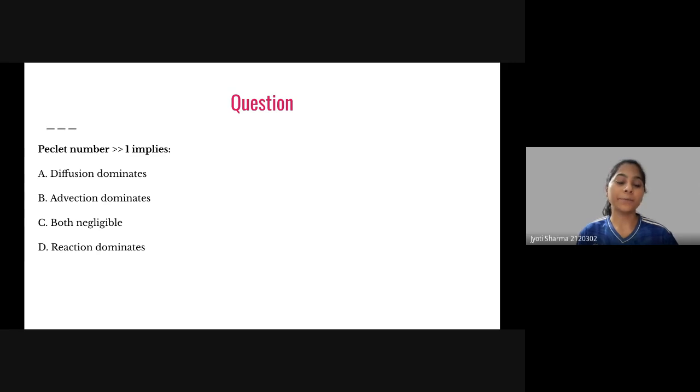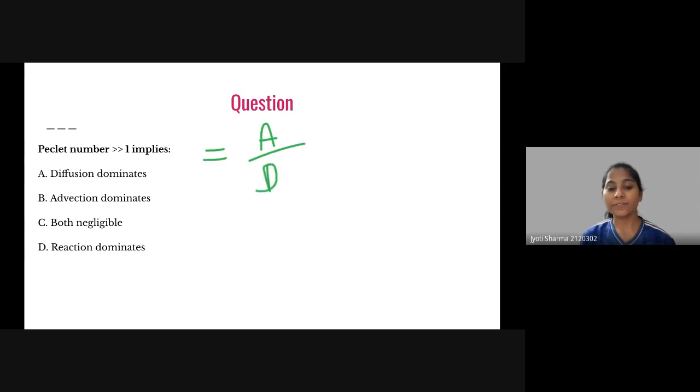Okay, a very important concept, that is the Peclet number. If the Peclet number is more than 1, what does it imply? You have 4 options: diffusion dominates, advection dominates, both negligible, reaction dominates. I will tell you what this Peclet number is if you do not know. But if it is more than 1, then what does it mean? The Peclet number is the ratio of your advection term divided by your diffusion term.